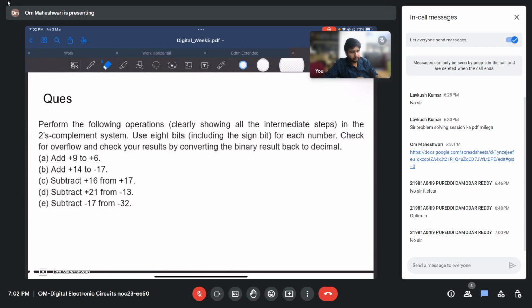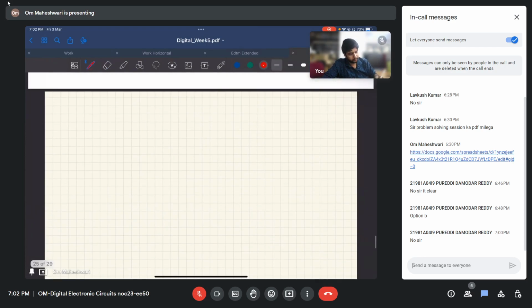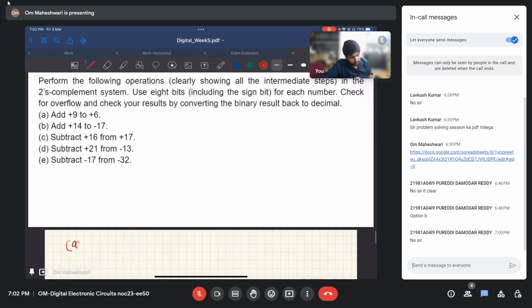Okay, so let us do a few of them, not all. First is the A part: add 9 to 16. That is fairly easy. We use 8 bits and sign system.